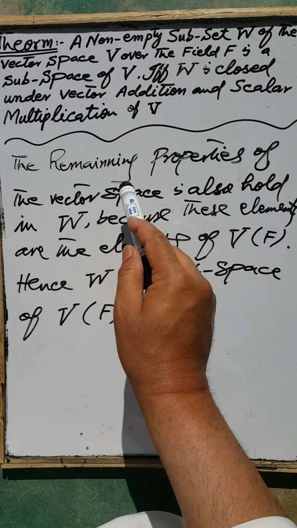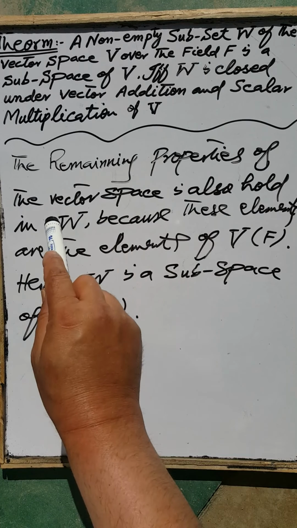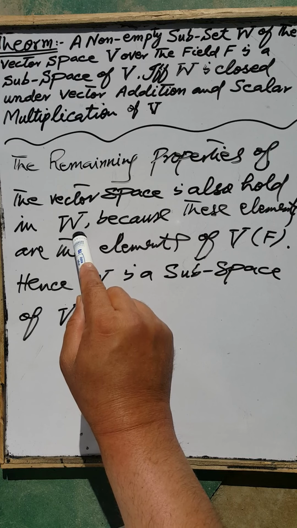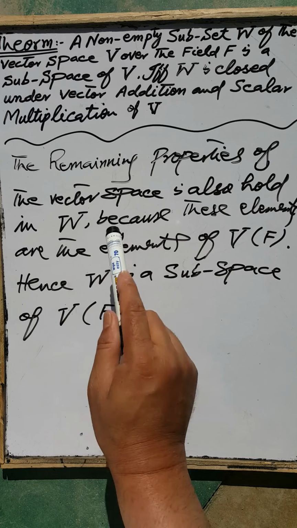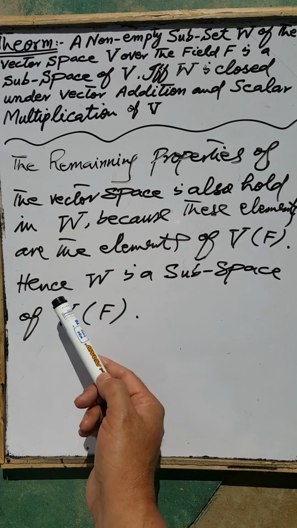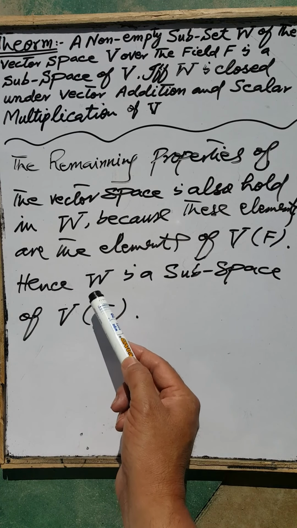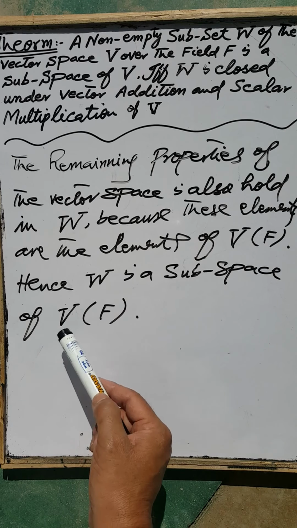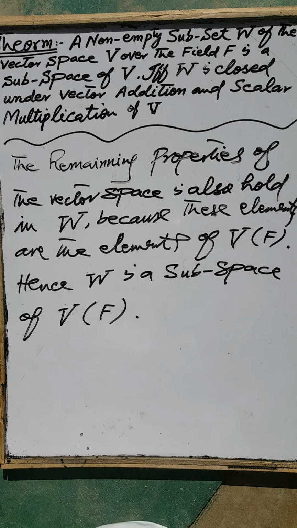The remaining properties of the vector space also hold in the set W, because these elements are the elements of the vector space V over the field F. Hence, we can decide that the subset W is a subspace of the vector space V over the field F.